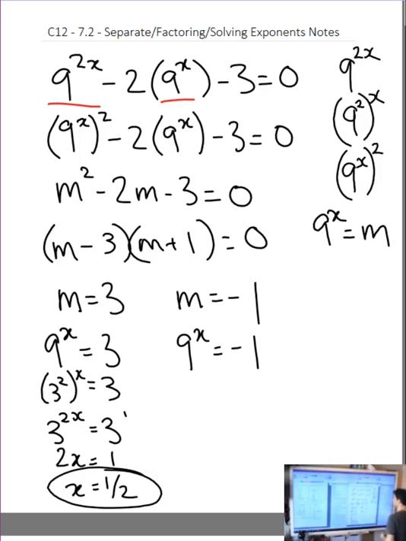Now 9 to the x equals negative 1. There is no value that I can substitute for x that will give me a negative value. If I substitute positive numbers, I get 9 squared equals 81, etc. 9 to the 1 is 9, 9 to the 0 is 1, and 9 to a fraction, like 9 to the 1/2, is 3. This will never work. We cannot have an exponential function equaling a negative number, so no solution. Then if you test the 1/2 back into the original, as you can see in the notes, you'll see that it is correct.